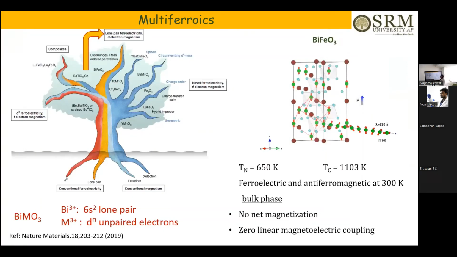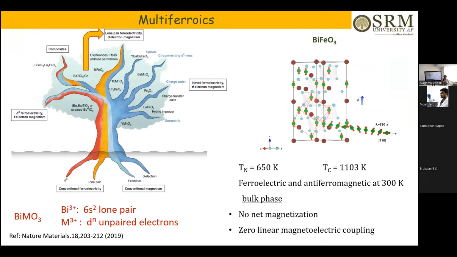This picture shows different routes to design multiferroics. We are interested in room temperature multiferroics. As we can see, we are exploring room temperature multiferroics with bismuth-based perovskites, which have lone pair ferroelectricity and d-electron magnetism.